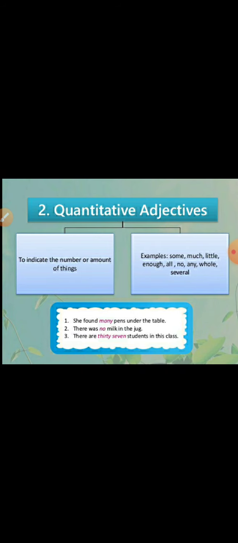For example, she found many pens under the table, or there was no milk in the jug. There are 37 students in the class. Or you can use these words in other sentences as well. आप लिख सकते हैं, she has many friends in Delhi. Yeah, there are 2 birds in that tree. So quantitative adjective क्या करता है? It indicates the number or amount of something.